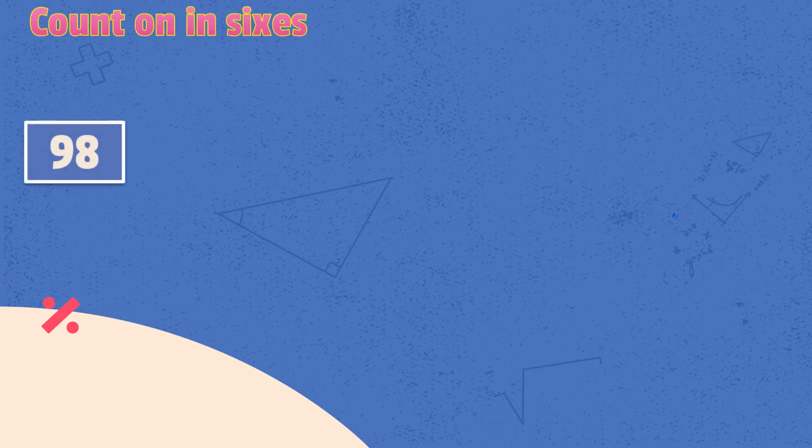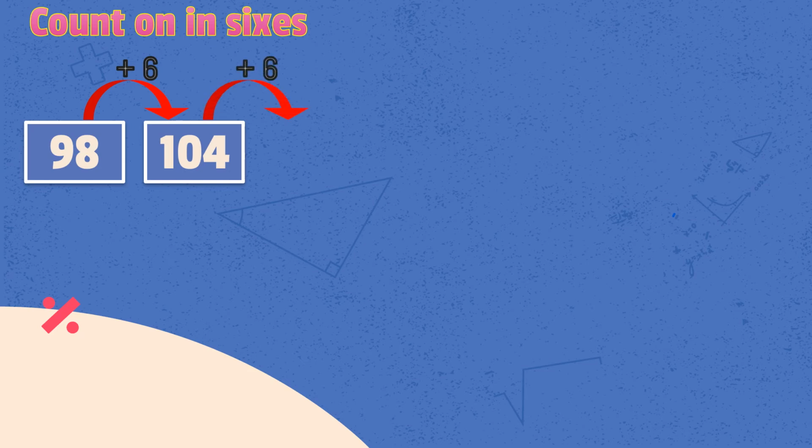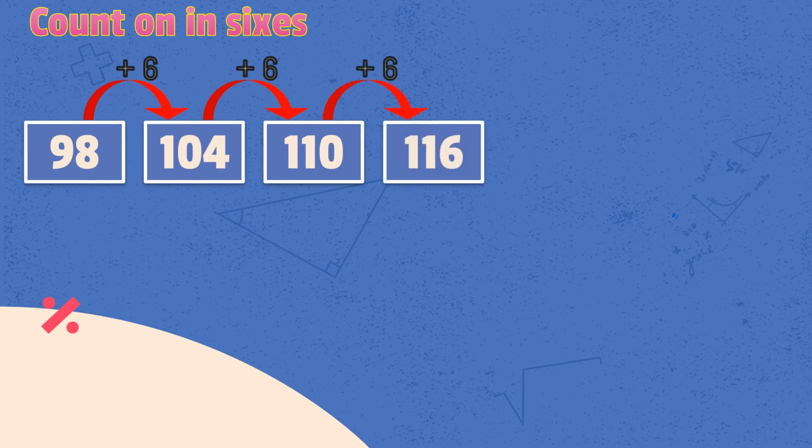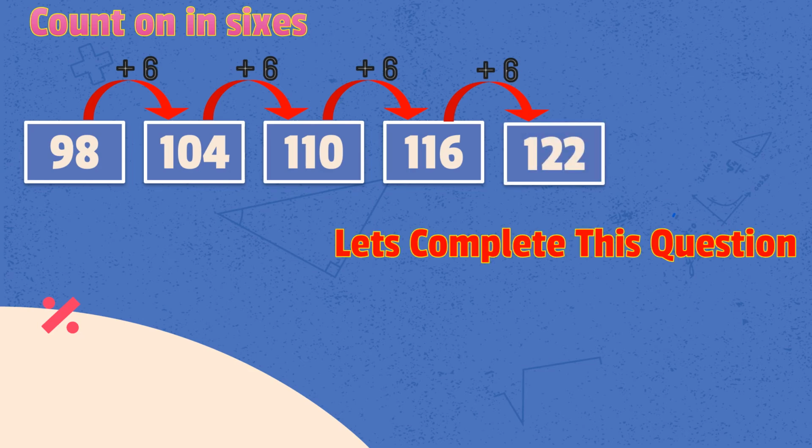Let's try another example. The instruction tells you count on in 6. Let's say I give you 98. So if you count in 6, you add 6 becomes 104. Then add another 6 becomes 110. Then another 6 becomes 116. Another 6, 122.